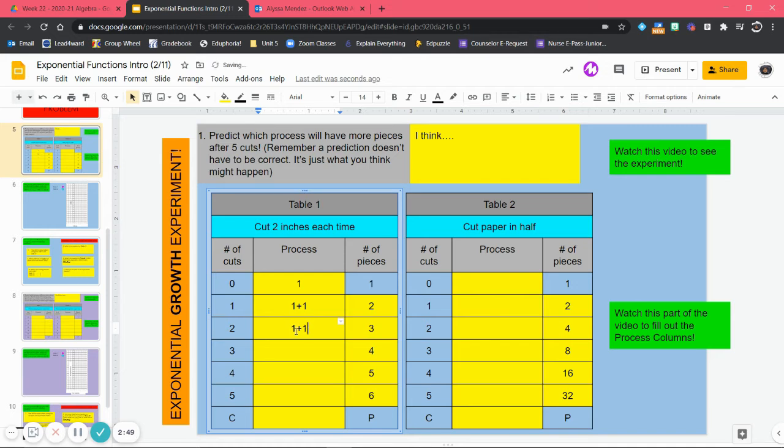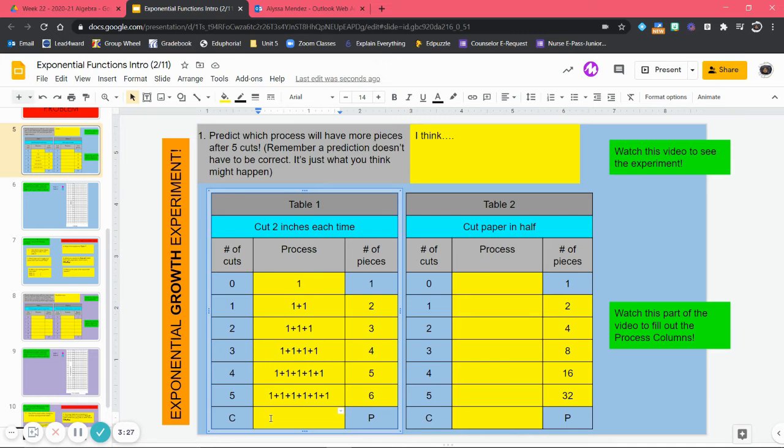And for cut number 2, I had the first cut plus another cut. When I add those together, I get 3 pieces. That's the original piece of paper, plus the 2 cuts I already had, plus a third cut, which if I add those up, I get 4. So if you start to notice this pattern here, I'm just adding plus 1 after every cut. Notice the first one that I have represents that original piece of paper. And then all the ones after that represent the number of cuts.